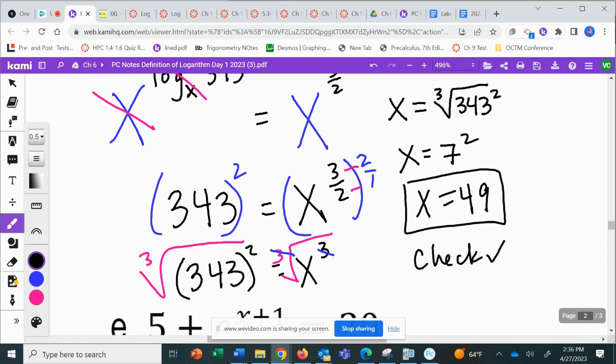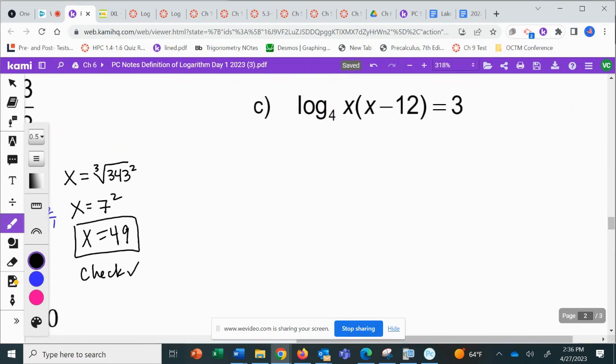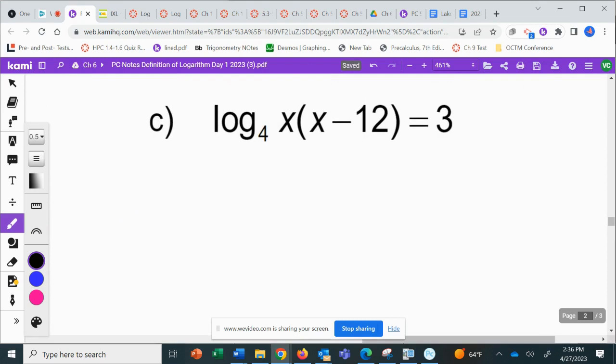You can plug it in to check it. I'm skipping the check because of time, but you can use your calculator to check once I show you how to use your calculator. All right, next one. What should we do to both sides? Big 4, base of 4. So we're going to do big base 4 to the log base 4 of x times x minus 12 equals base 4 to the third.